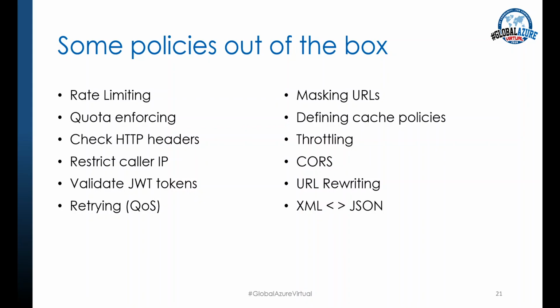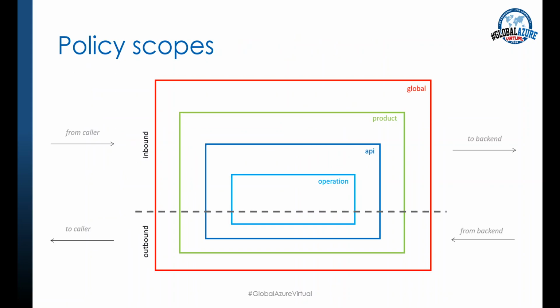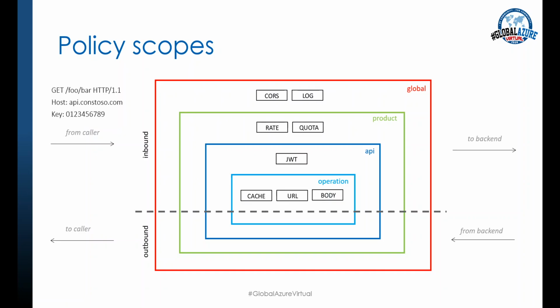We can rewrite URLs, so URLs coming back from your backend system. If you want to rewrite them going through Azure API Management, so the external client sees a different URL, that can be done. We can also change the payload. So let's say you're returning JSON and the customer wants XML or vice versa, you can do that. With policies, there are different scopes. So if we set this up, let's go through the example.